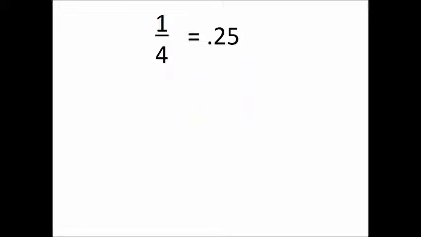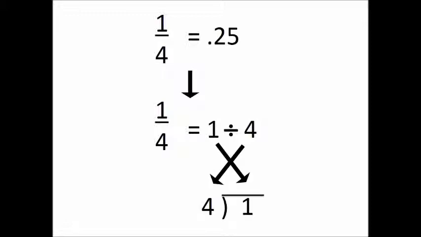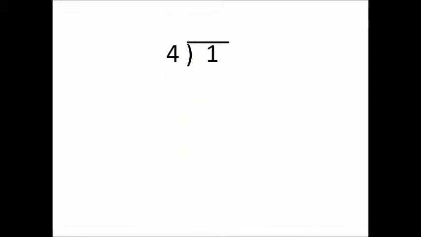Next, we're going to do 1/4. 1/4 is equal to 0.25. Let's show this exact same thing. We take that 1/4 and drop it down. 1/4, if we look at our division problem, is the same as 1 divided by 4, because 1/4 and 1 divided by 4 are the same thing. So 4 goes outside the house, and 1 goes inside the house. Let's move this up to the top of the screen so we can see it better.